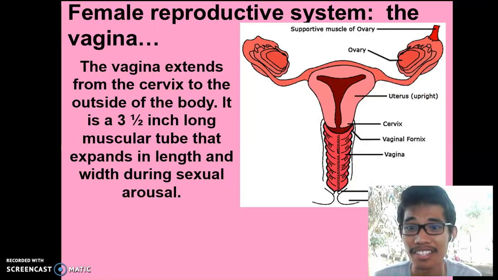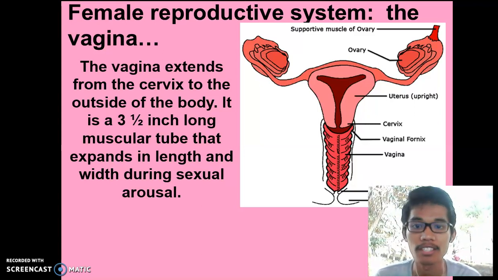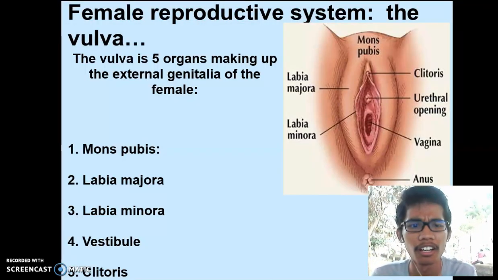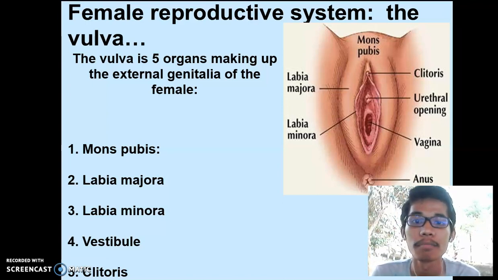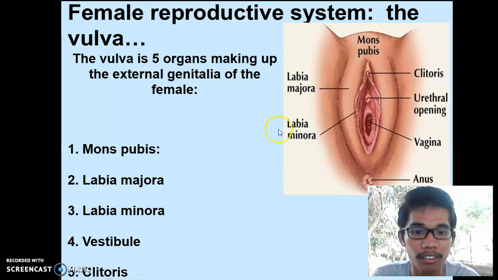The vagina extends from the cervix to the outside of the body. It is a 3.5 inch long muscular tube that expands in length and width during sexual arousal. This is the part called the vulva. The vulva is five organs making up the external genitalia of the female. First is the mons pubis, second is the labia majora, third is the labia minora, fourth is the vestibule, and fifth is the clitoris.